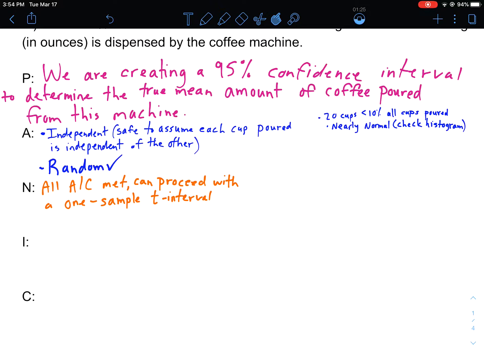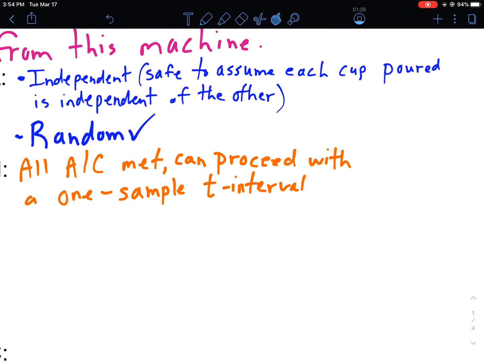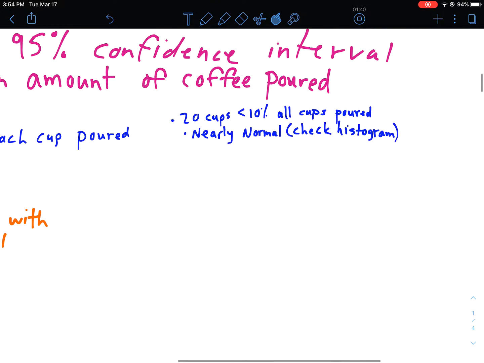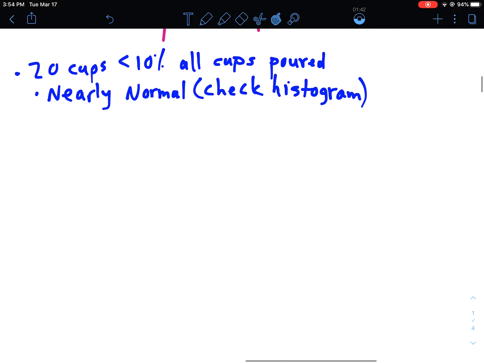Now your assumptions and conditions. Remember for sample means, we're still checking if they're independent and random. I think it's safe to assume that each pour was independent of the other. It's a machine, and they were done randomly. It says so. Over here, we can argue that 20 cups is less than 10% of all cups poured.